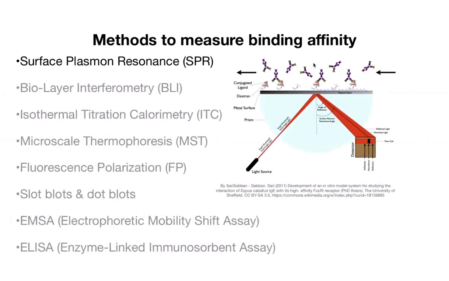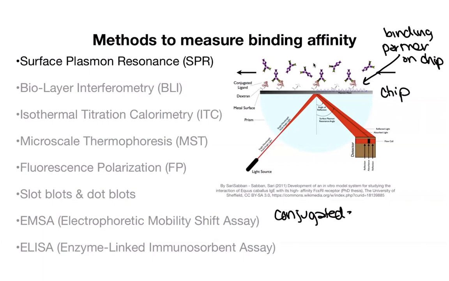Okay, so let's start with surface plasmon resonance. This is one of those methods that's really good for telling you the binding kinetics as well as the KD. How it works is you have a chip, and on the surface of the chip you have one binding partner, the ligand, conjugated to the chip. When I say conjugated, that just means it's covalently attached, so it's tightly stuck onto that chip.